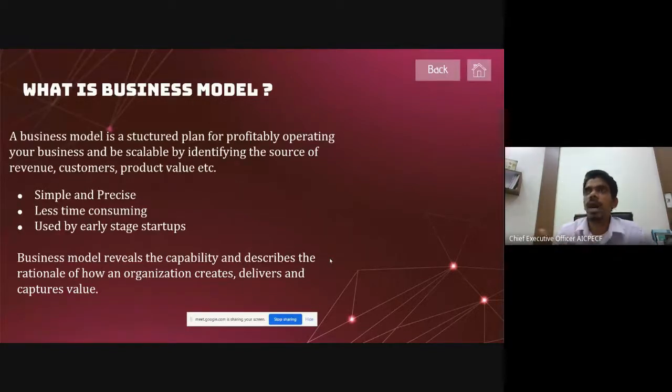If you ask us, being in an incubation center, in an ecosystem where we are supporting startups and early stage entrepreneurs, we always mandate them to develop a business model. You can develop a business plan maybe later on. We are not telling you not to develop a business plan, but it is mandatory for early stage entrepreneurs to create a business model. What customers they are going to serve, what kind of products they are going to sell. Those kinds of things are going to be mapped in a business model.